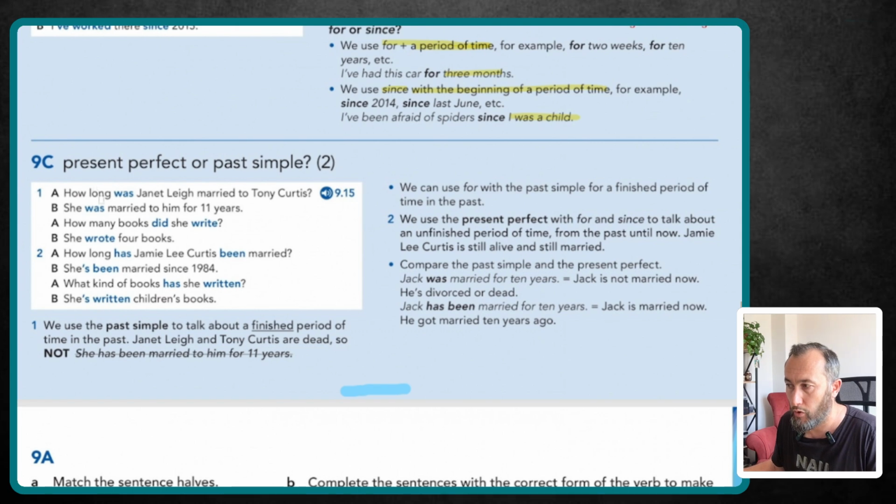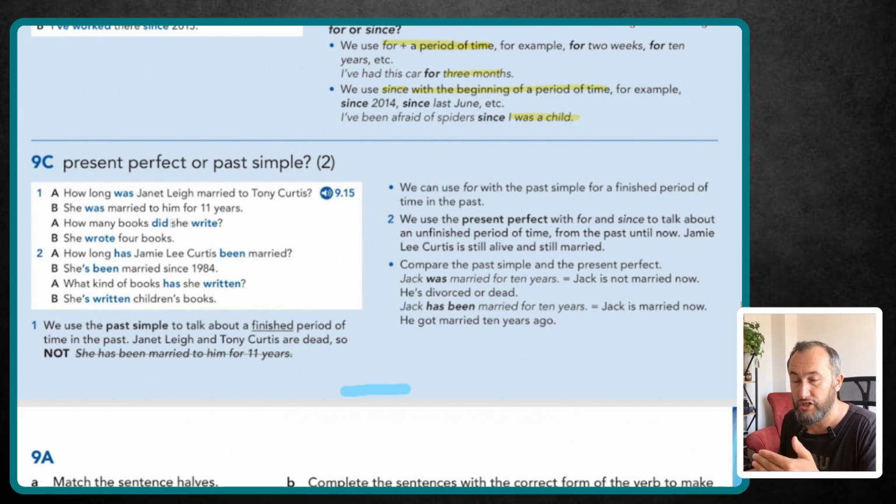Like, how long was Janet Leigh married to Tony Curtis? This is from the passage that we studied in 9c. In 9c, they talk about mother and daughter. Janet Leigh is the mother, she passed away. She died. So if a person dies, that's it. It's past. It's got nothing to do with the present now. So we're going to use was here. That's why they're using was here. How long was Janet Leigh married to Tony Curtis? She was married to him for 11 years.